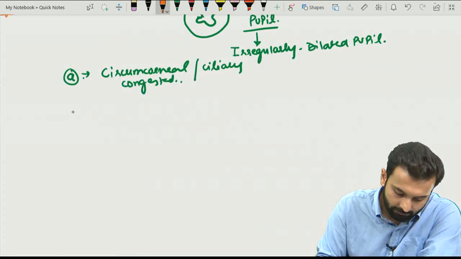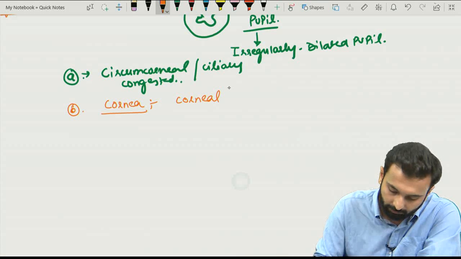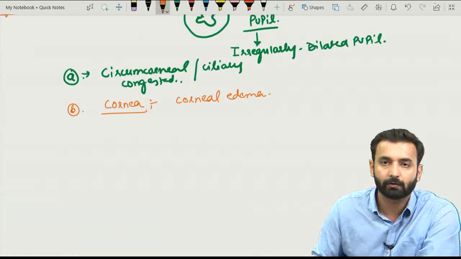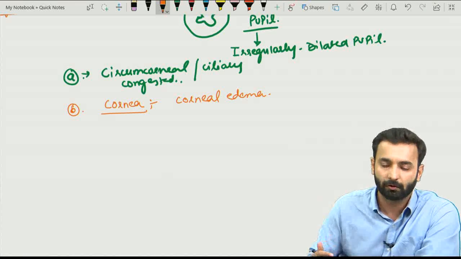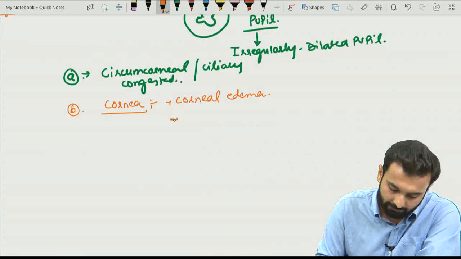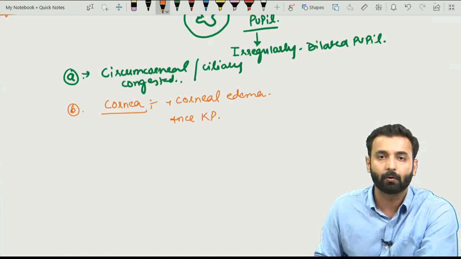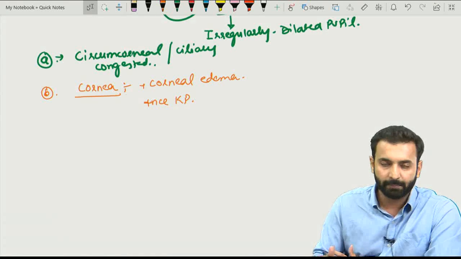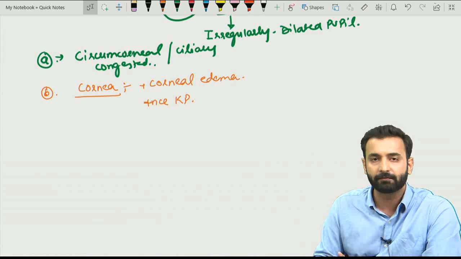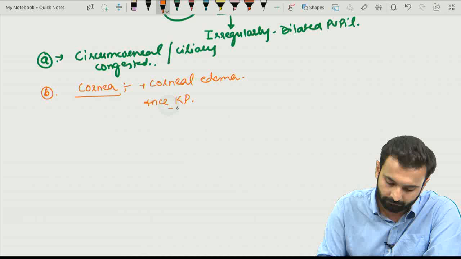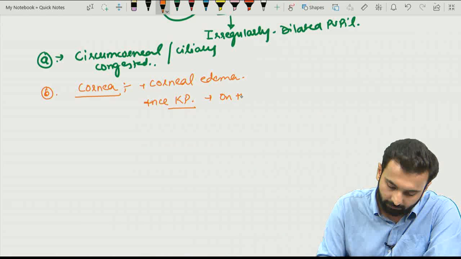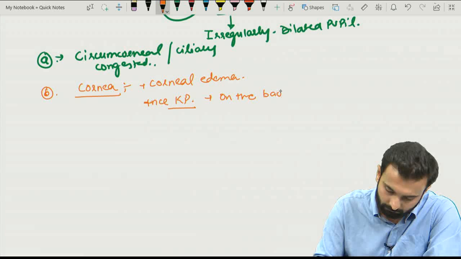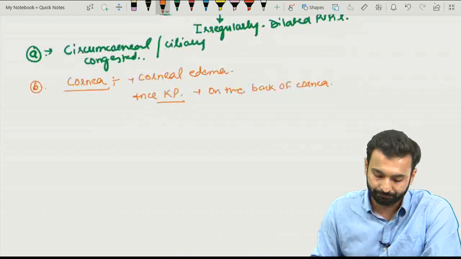In the cornea, what you will see? In the cornea, you will see corneal edema, hazy cornea, due to raised intraocular pressure or due to actions of toxins. Then there will be presence of keratic precipitates, also known as KPs, right? So KPs are nothing but accumulation of the inflammatory cells on the back of the cornea. Back of the cornea means on the endothelium.